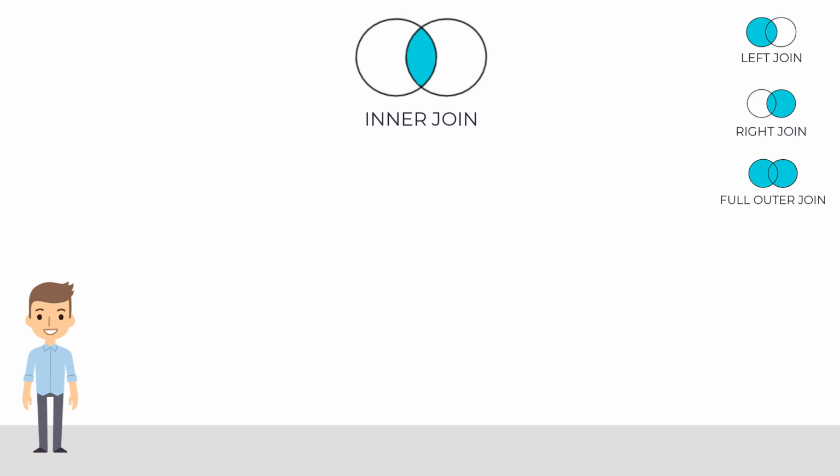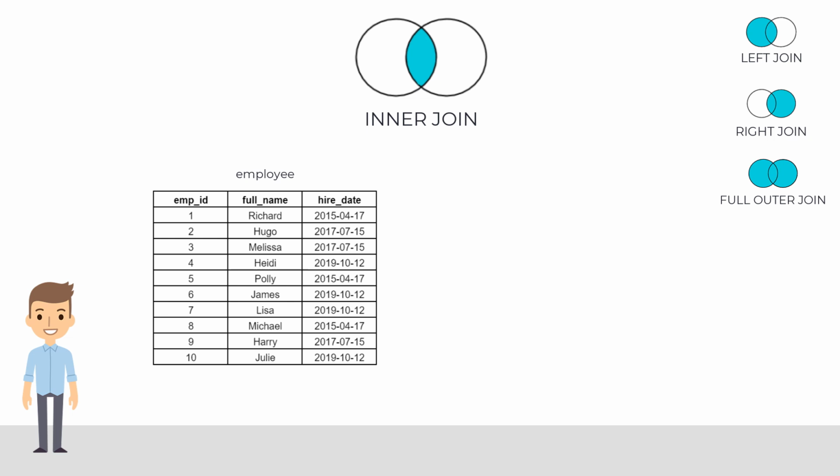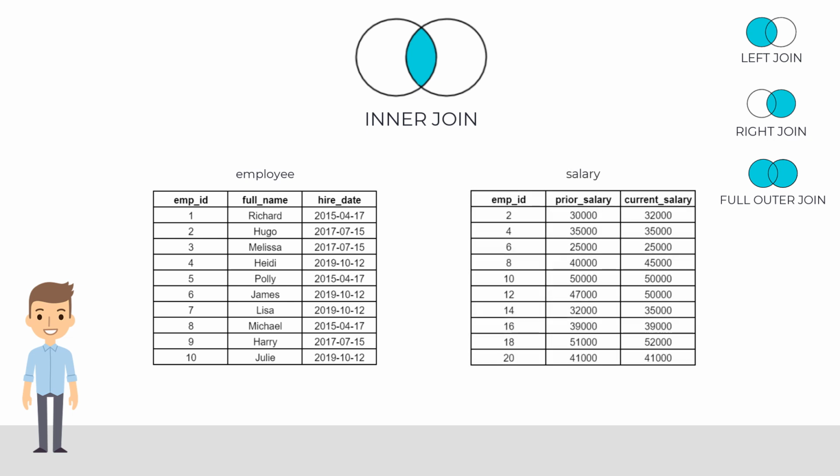So let's take an example of 2 tables. On the left we have a small employee table which consists of 10 employees, and we're provided with the emp ID, full name and hire date. In the table on the right we have information regarding each employee's salary. The fields available are emp ID, prior salary and current salary. Now, by performing an inner join on these tables, we will get back a result where we have matching emp IDs, as emp ID is the field we would use to link these 2 tables together. These joining fields are also known as keys, and we'll cover primary and foreign keys in more detail later in this section.